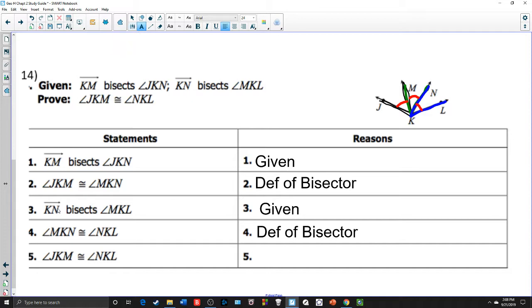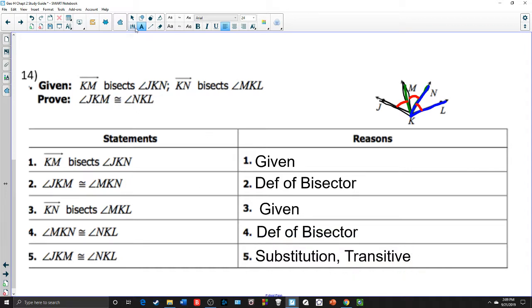And you can probably tell by now that we have congruent, we have congruent, we have congruent. So we have three sets of congruencies. Therefore, we're probably going to have to use substitution or transitive property. Transitive.